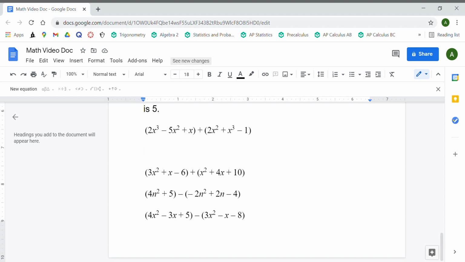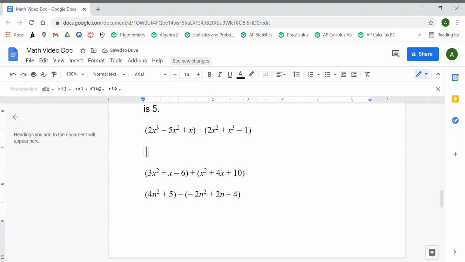So, the way we add polynomials is we simply need to combine like terms. You may have learned about this in your middle school algebra. So we are simply combining like terms here. The first thing we need to do is look at the degrees of each polynomial, because we're going to be writing this out in standard form.